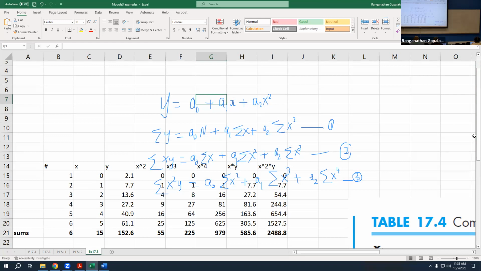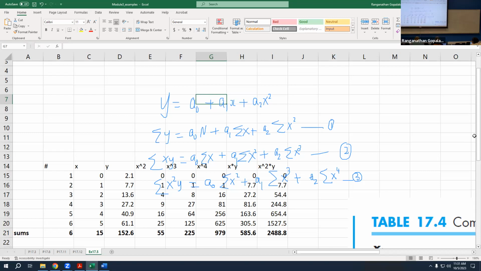Here's the key point. Are you seeing that each term in this equation comes from one of these sums? Sigma y would be this value, 152.6. N will be 6. Sigma x is 15. Sigma x squared is 55. Sigma xy is 585.6. Sigma x cube is 225. Sigma x squared y is 2488.8 and sigma x power 4 is 979.